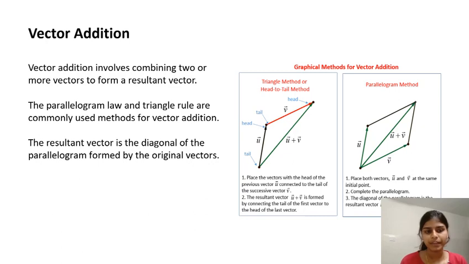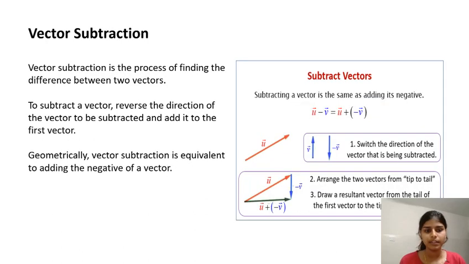Let's come to the vector addition. Vector addition involves combining two or more vectors to form a resultant vector. The parallelogram law and the triangle rule are commonly used methods for vector addition. The resultant vector is a diagonal of the parallelogram formed by the original vectors.